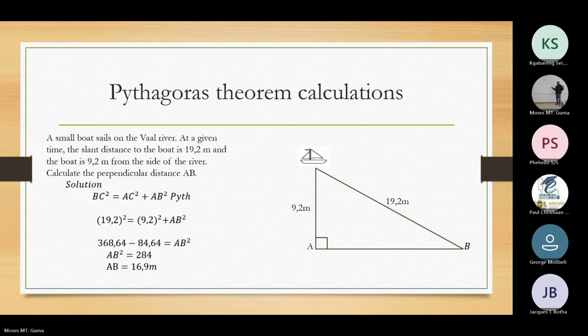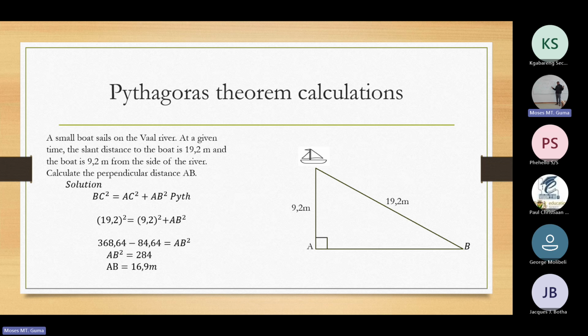Now, let's move on to the next question. We are now calculating in a practical situation, folks. The theorem of Pythagoras can be used in real life. Remember that. In this case, a small boat sails on the Vaal River at a given time. The slant distance is that one, which in this case is going to be the hypotenuse, to the boat is 19,2 meters.